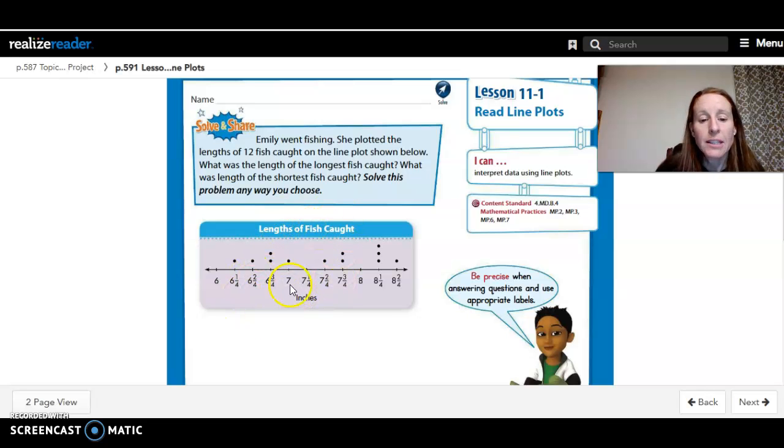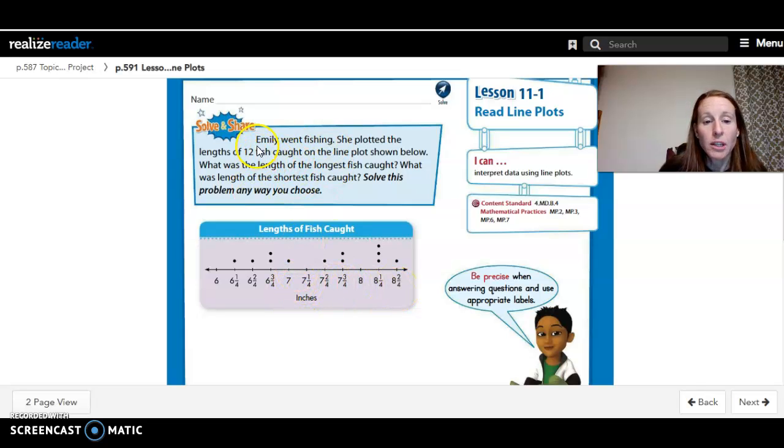So again, I see the number 7 with 1 dot above it. That means there was one fish, remember each dot represents a fish, that was 7 inches long. Over 6 3/4 inches, we have 2 dots. That means 2 fish that were caught were 6 3/4 inches long. And over 8 2/4 inches, 1 dot. That means one fish that was caught was 8 2/4 inches, okay?